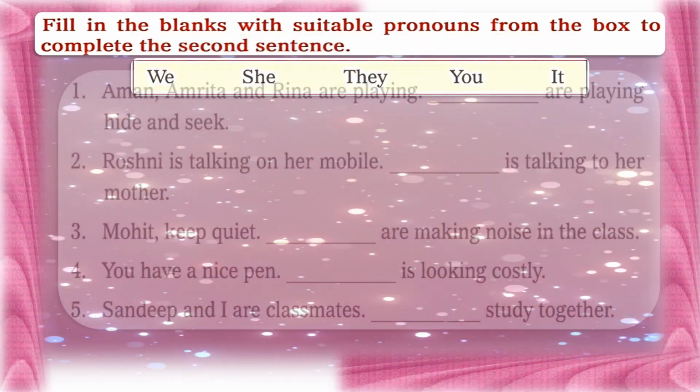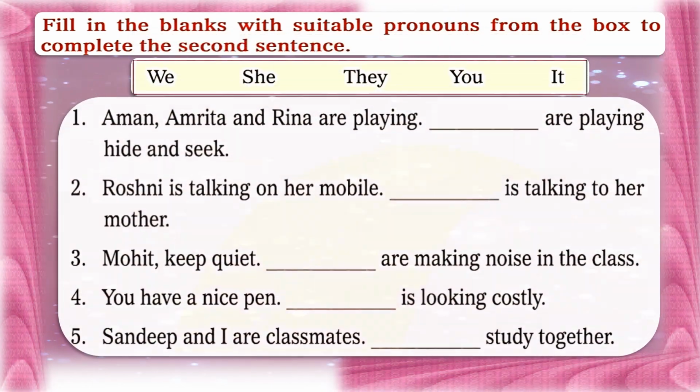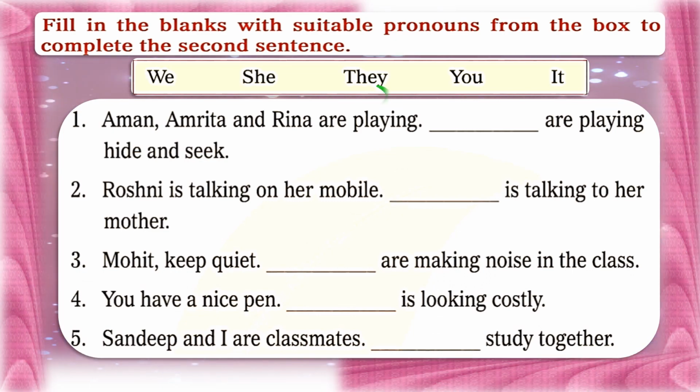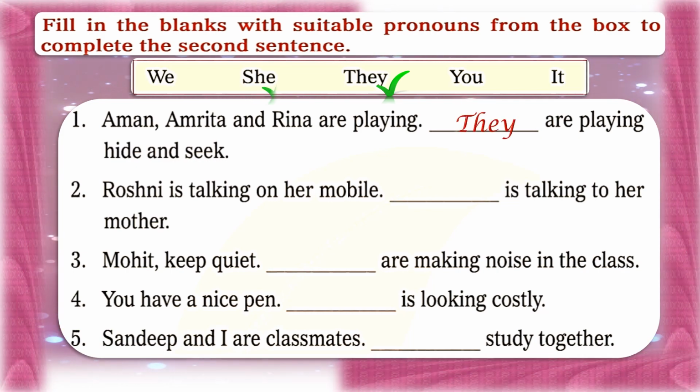Fill in the blanks with suitable pronouns from the boxes to complete the second sentence. Now there's a clue box given. So let's start filling. Aman, Amrita and Reena are playing. They are playing hide and seek. Roshni is talking on her mobile. She is talking to her mother.